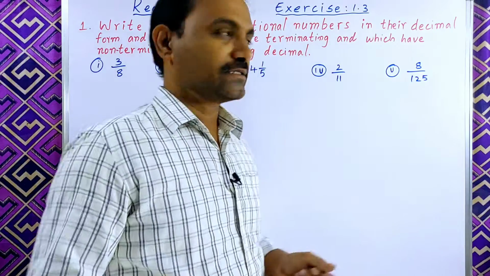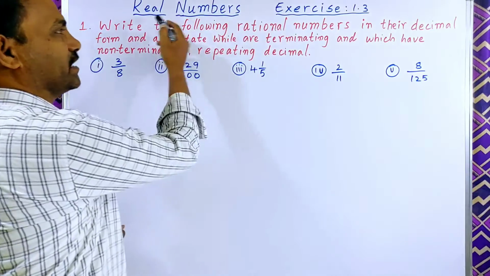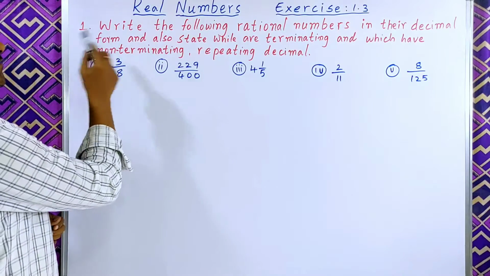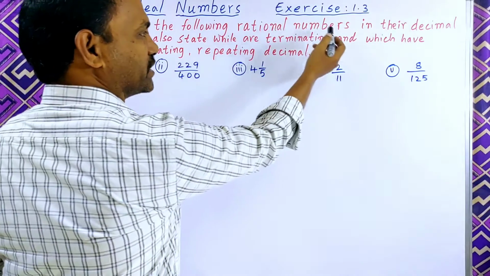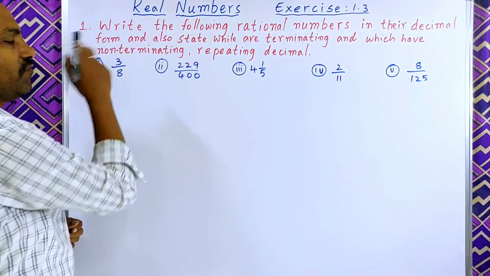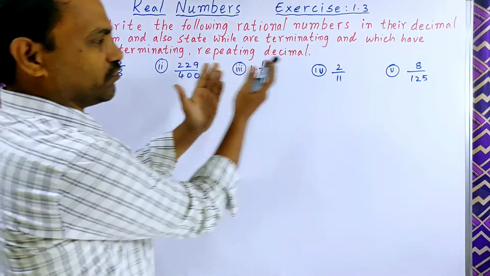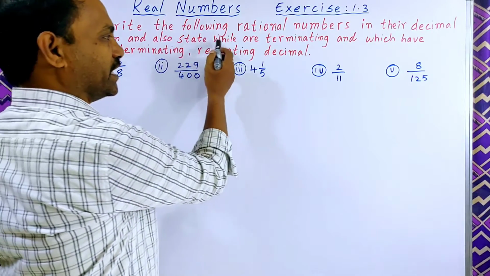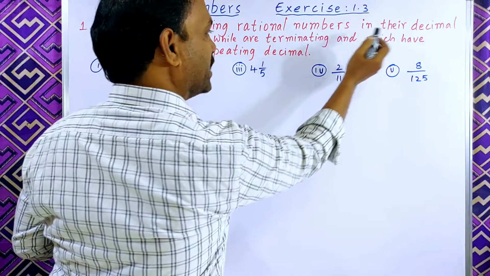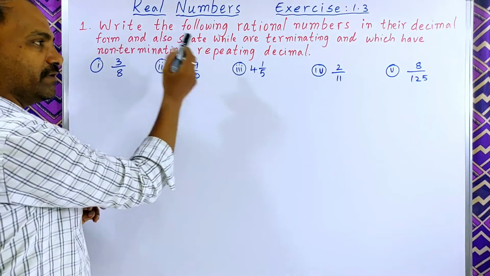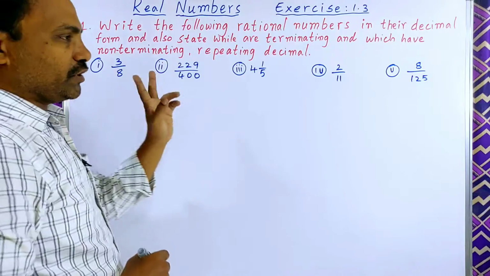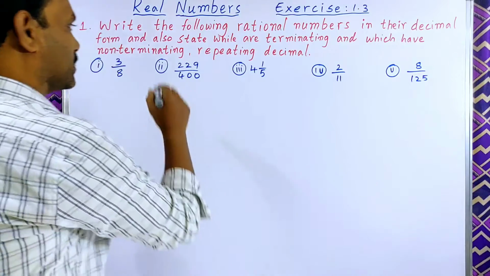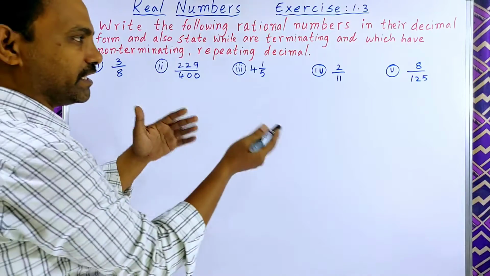Okay, let us check exercise 1.3, real numbers. So first question, what is given in the first question? Write the following rational numbers in their decimal form. The p by q form is given, and we are going to write it in decimal form, and also state which are terminating and which have non-terminating repeating decimal. Here only two types of decimal expansions are there in real numbers. What are those? Terminating or non-terminating repeating.